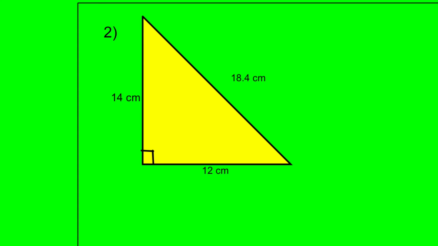This is a right triangle, right? And we've looked at these already this year when we studied the Pythagorean theorem, right? We know that a squared, one leg squared, plus the other leg squared equals this side, which we call the hypotenuse squared. We did that earlier in the year. So 14 squared plus 12 squared will equal 18.4 squared.